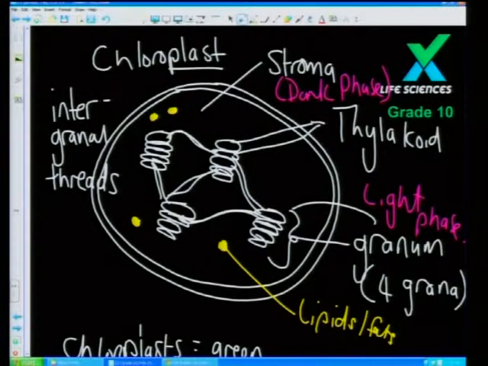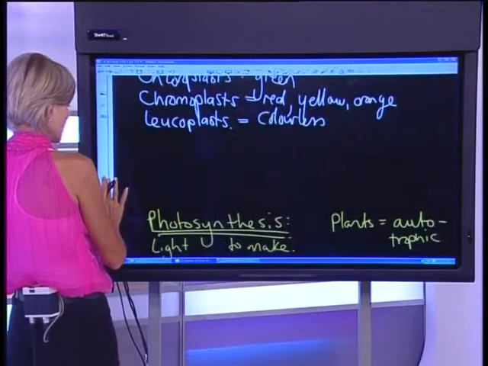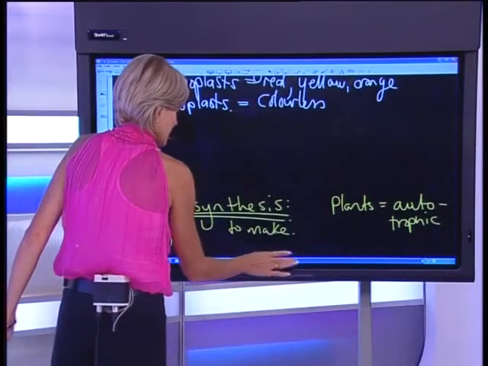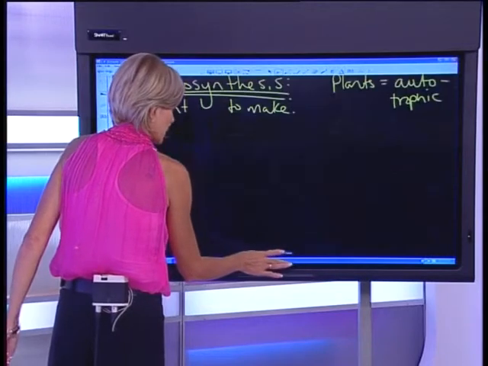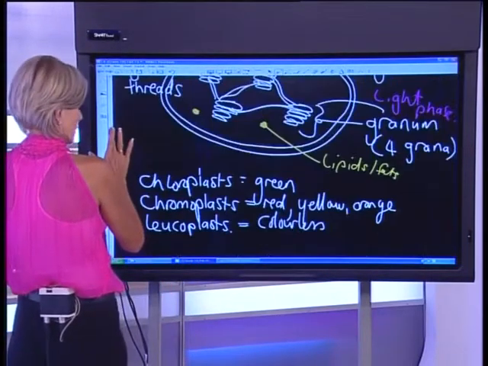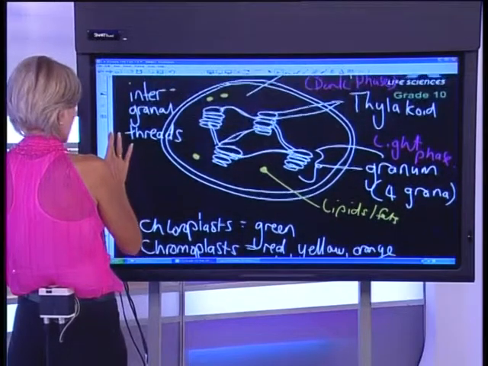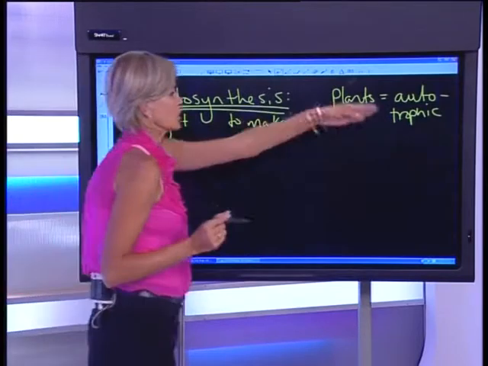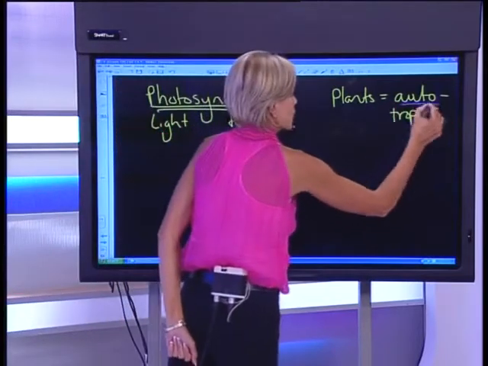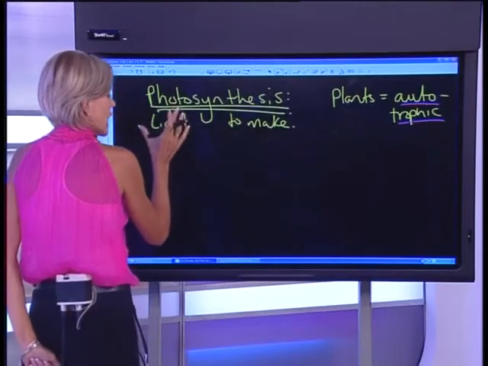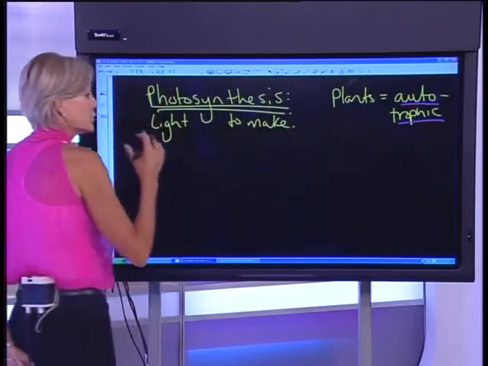Okay, now what is photosynthesis? Photosynthesis is something that plants do in order to make food. Plants are autotrophic. Being autotrophic, they produce their own food. They are going to use light to make food in two phases.